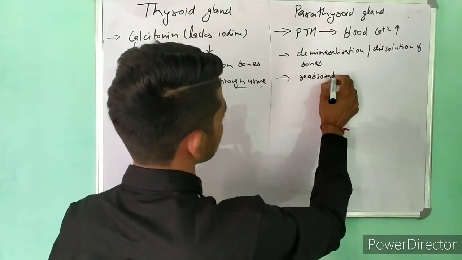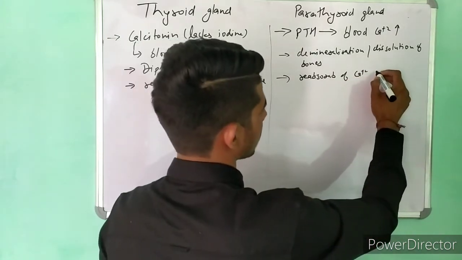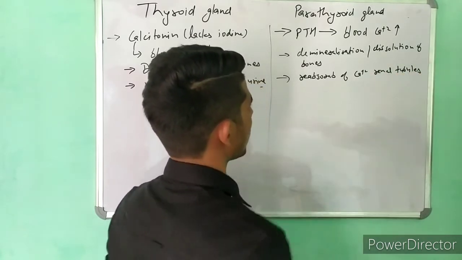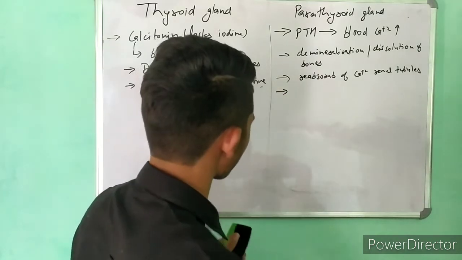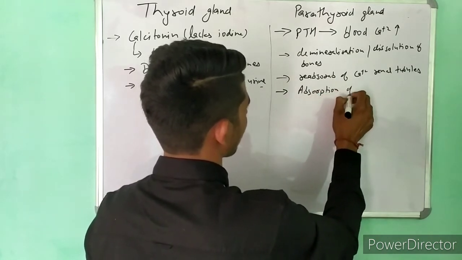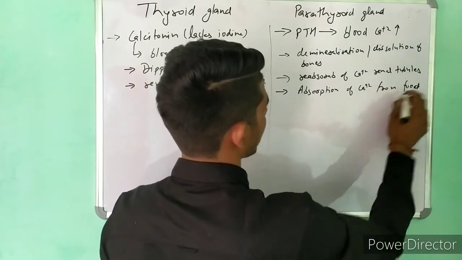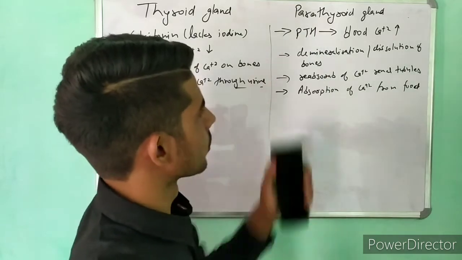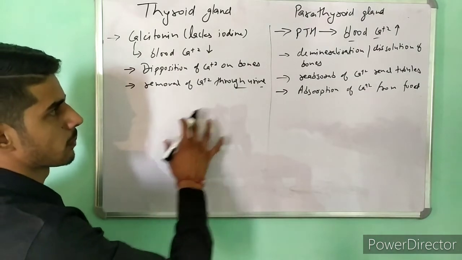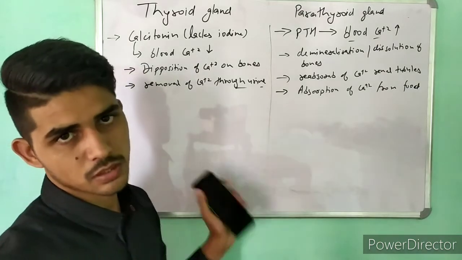reabsorption of calcium through the renal tubules of the nephron. And the third one is absorption of calcium from food. By these three methods, parathyroid hormone increases the blood calcium level. So calcitonin lowers the blood calcium level, parathyroid hormone increases the blood calcium level. So these are antagonists to each other.